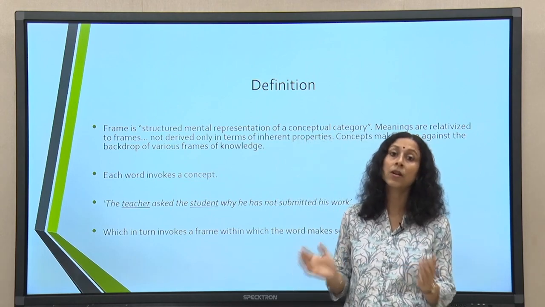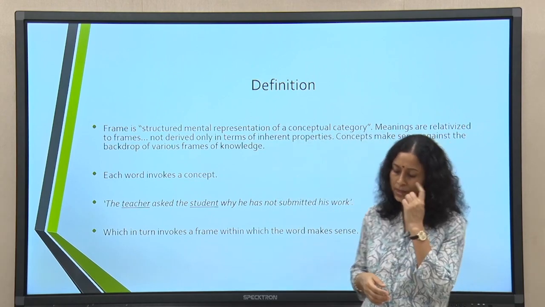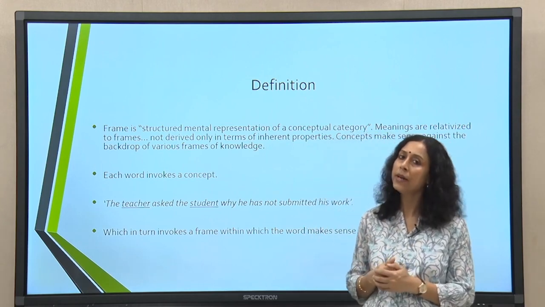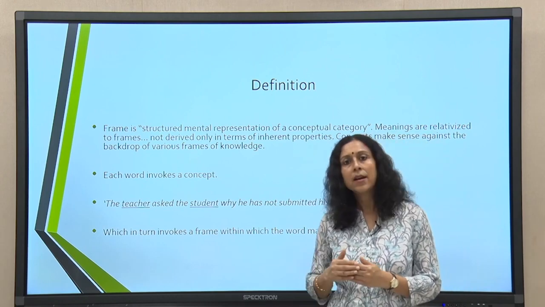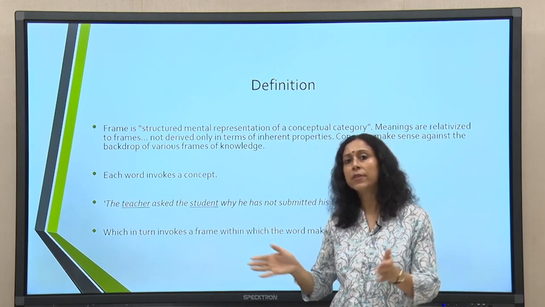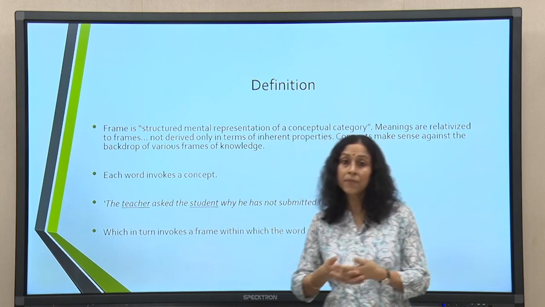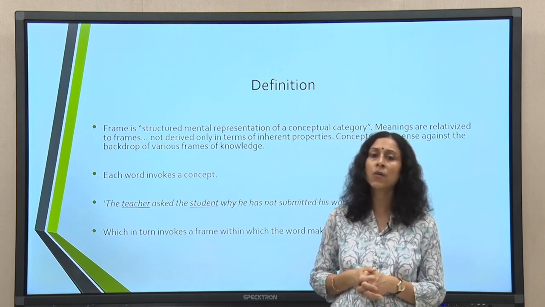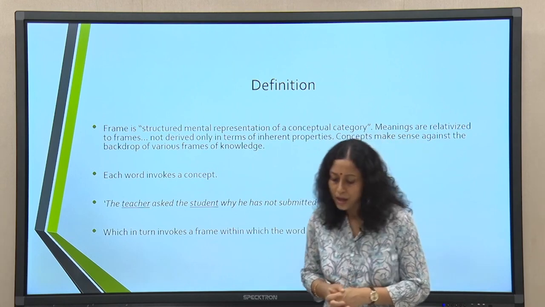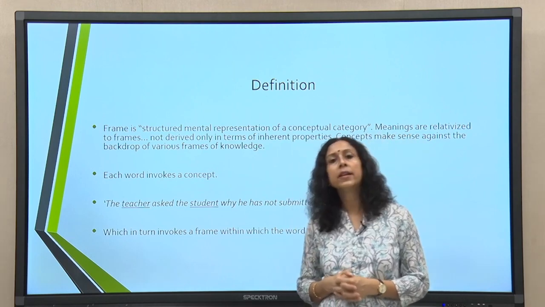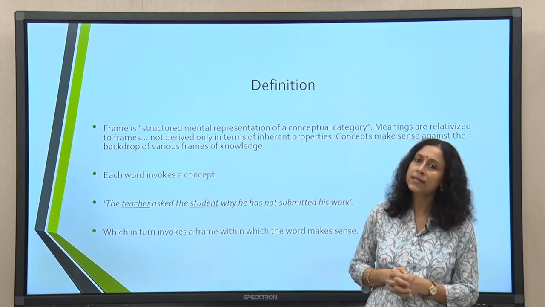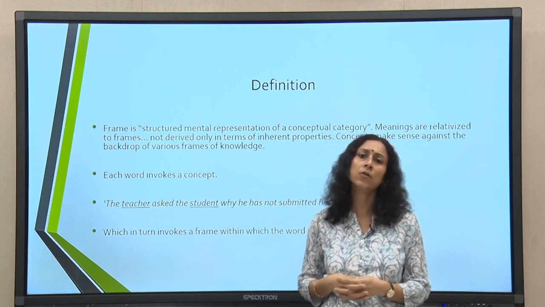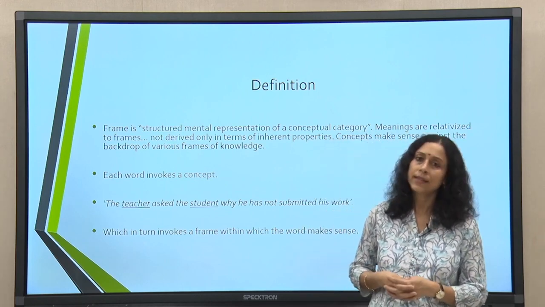The larger picture, the context, as we will see in a while. This larger picture of the context is what defines the meaning of the word. Meanings are relative to the frame within which the word is placed, and that frame can change. For every word, there can be many frames. That is why this word relativized is very crucial, and meaning is not derived in terms of inherent properties. We have seen that certain categories can be understood in terms of inherent properties, but there are many notions, many ideas, many words that simply cannot.